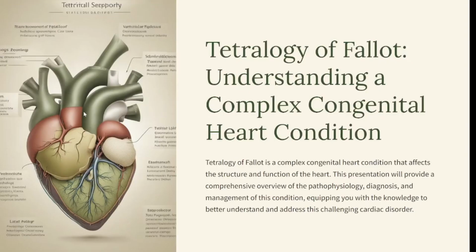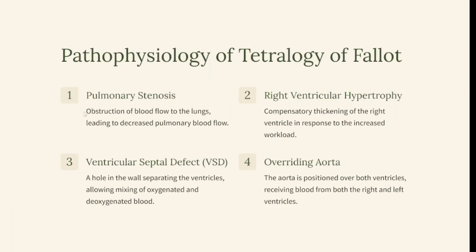Oral exam questions and answers on Tetralogy of Fallot. Question 1: Describe the pathophysiological components of Tetralogy of Fallot and their impact on cardiac function. Tetralogy of Fallot consists of 4 cardiac abnormalities: pulmonary stenosis, which leads to obstructed blood flow to the lungs; right ventricular hypertrophy, a compensatory response to the increased workload on the right ventricle; a ventricular septal defect, VSD, allowing blood to mix between the ventricles; and an overriding aorta, which receives blood from both ventricles.